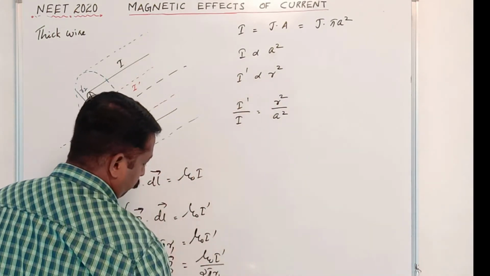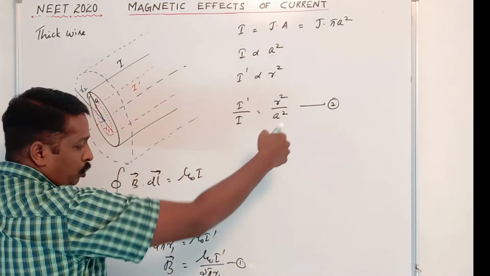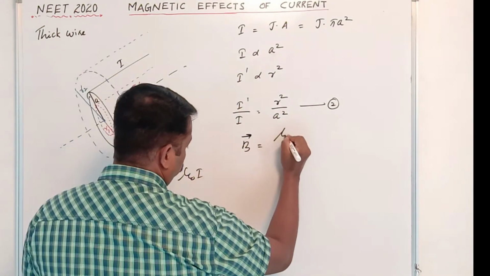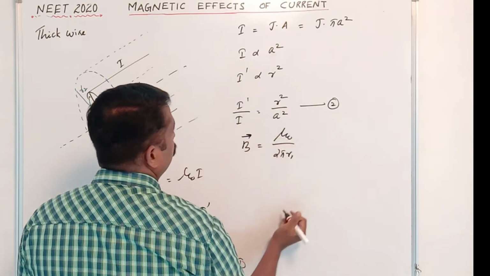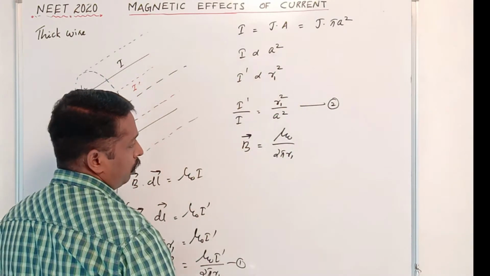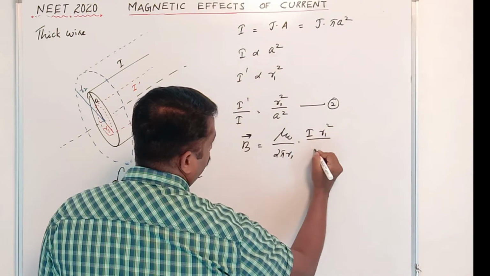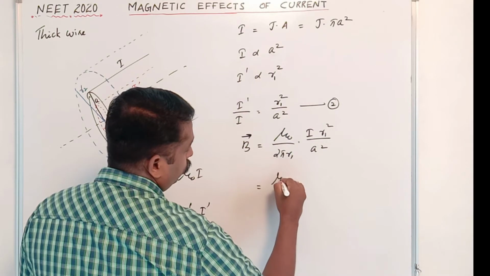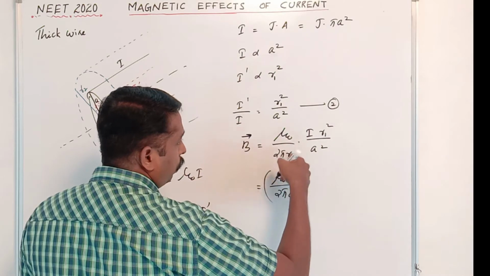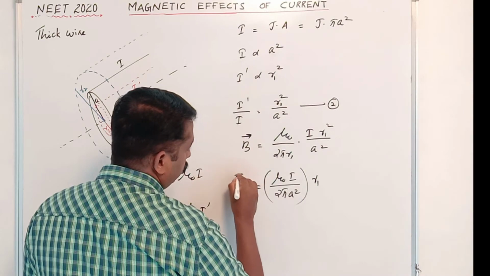Let us substitute; this equation is 2 and this is 1. Substitute 2 in 1, we will get B is equal to mu 0 by 2 pi r1, I dash by I. So I dash by I is r1 square by A square. Then I dash is equal to I r1 square by A square. So we will get mu 0 I by 2 pi A square into r1, and r1 from here cancels and remaining r1. So this is the answer.